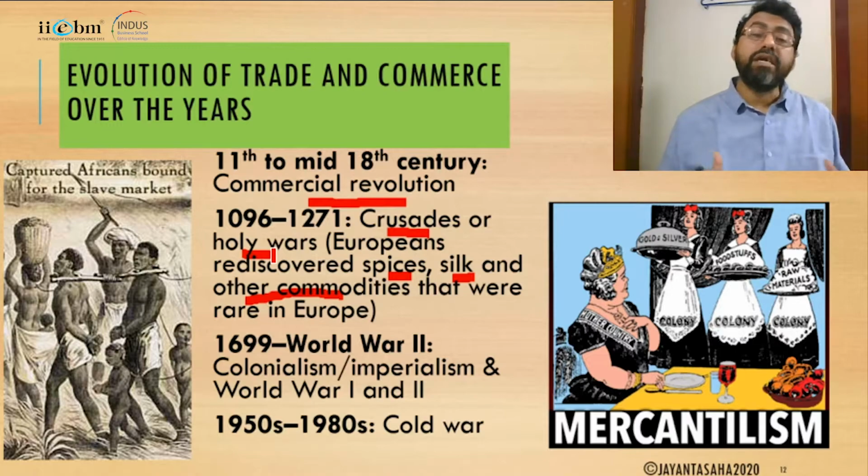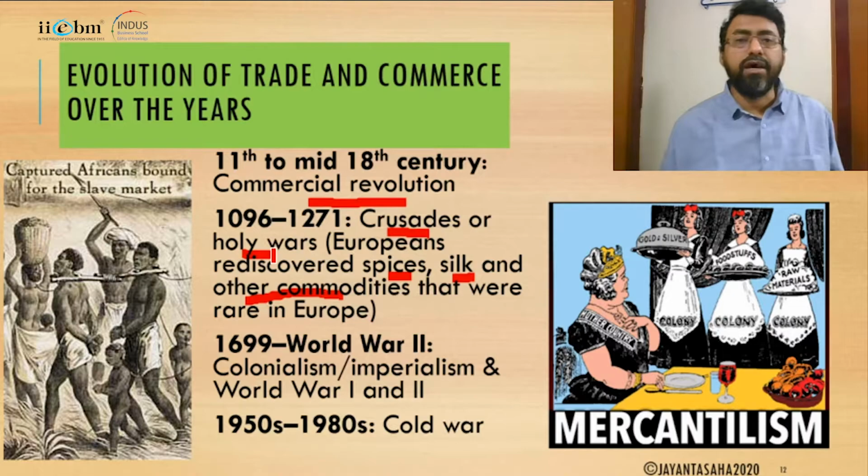During this particular phase, on horseback, people used to take their caravans and go from one place to the other. So the Silk Route, for example, the Europeans rediscovered spices, silk, and other commodities which basically were rare in Europe, and so on. So Asia और Europe के बीच में land का जो trade है वो शुरू हुआ.